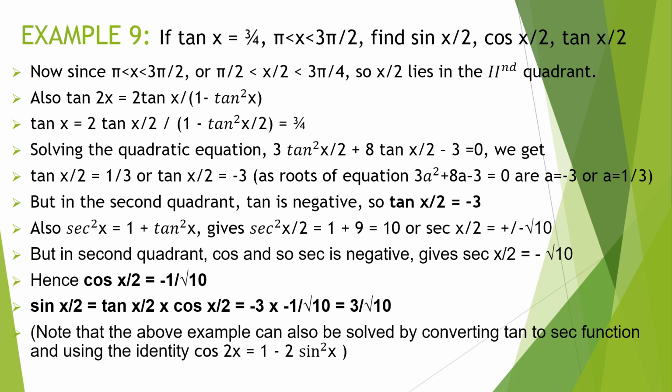Now sine we can write as tan into cos. So sine x by 2 is 3 upon root 10. You can check over here that we have got sine positive. Why? Because our angle lies in the second quadrant. Now the same example can also be solved in a different way by first converting tan function to sec function and then using the identity cos 2x is equal to 1 minus 2 sine square x. We will get the same values of the angles.